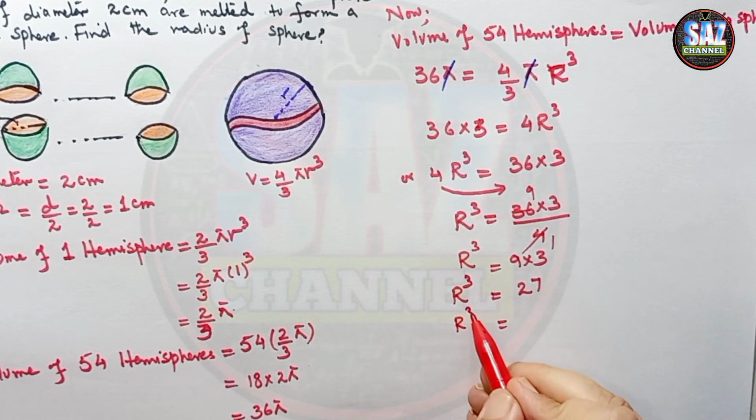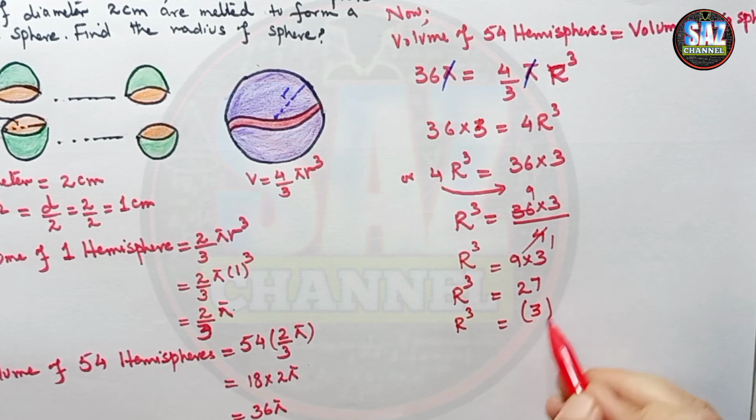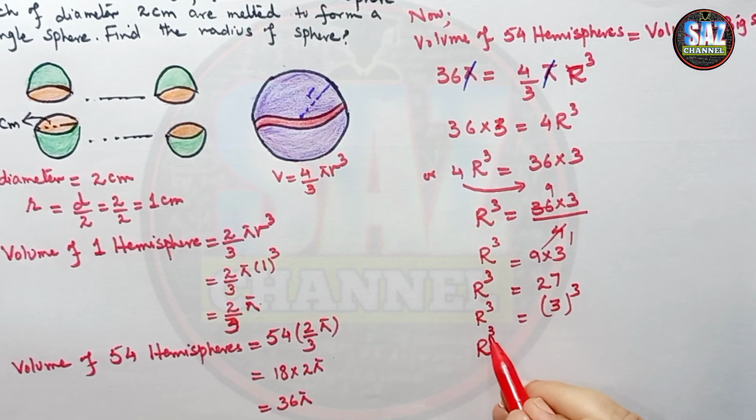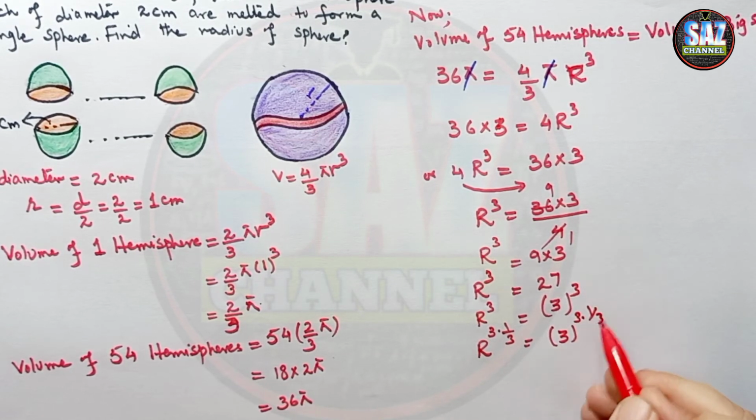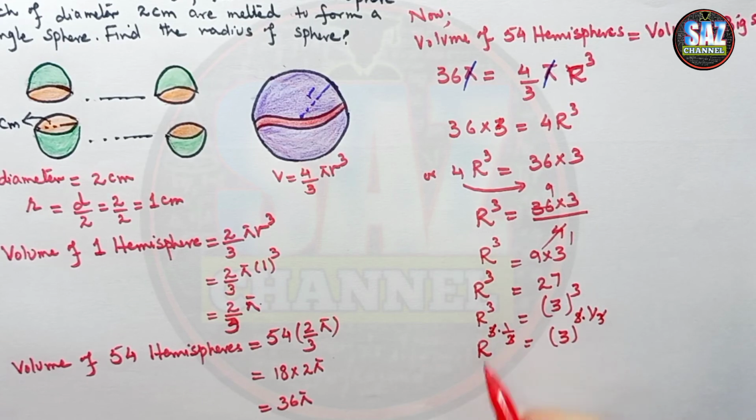So R cube will be equal to 3 cube. Take the root on both sides. 3 to the power 1 by 3 equals 3 into 1 by 3. This goes with this. This goes with this. So the radius of the biggest sphere or larger sphere is 3 centimeter.